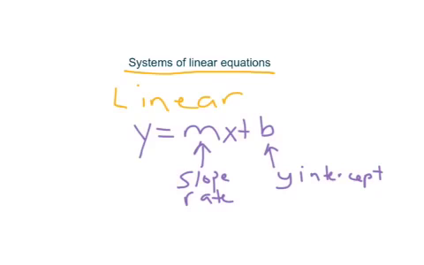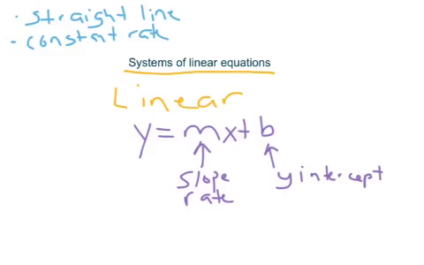Remember, if something is linear, when you graph it, it will always have a straight line. So we could write that, a straight line when graphed. And it always has a constant rate. So this form down here is called slope-intercept form because we have our slope and our y-intercept. The other form we discussed earlier in the year was something that looked like this: ax plus by equals c, and this is called the standard form.